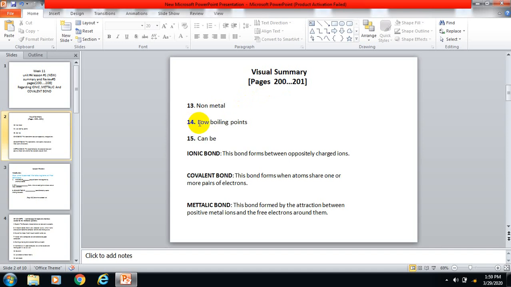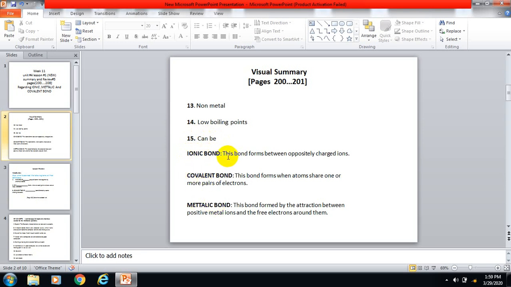Now the 14th option: in general, covalent bonds have low or high boiling points? These are covalent bonds, so they have low boiling points. You need to encircle this one. For the 15th option, it can be: metals cannot be reshaped without breaking. It can be; metals you can bend in all directions, you can build everything from them. For the 16th option, we have ionic bond, covalent bond, metallic bond respectively.